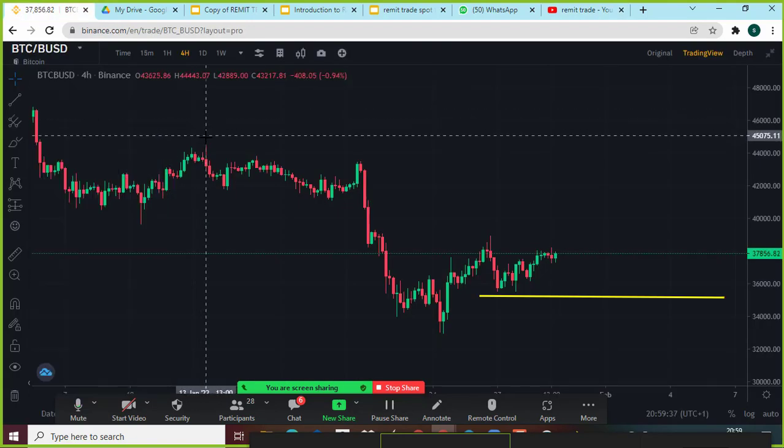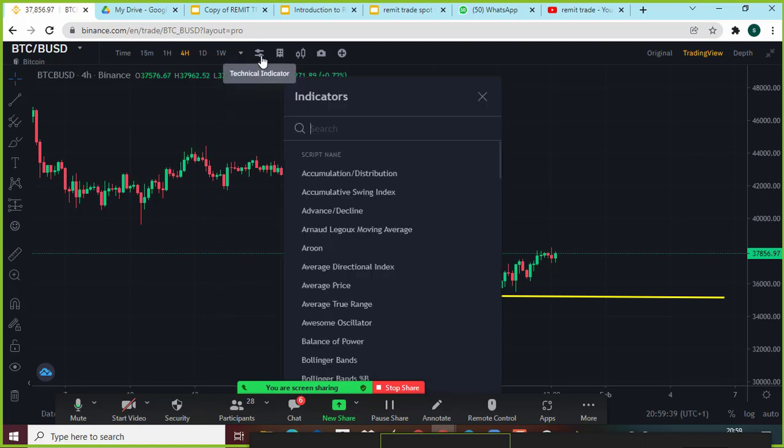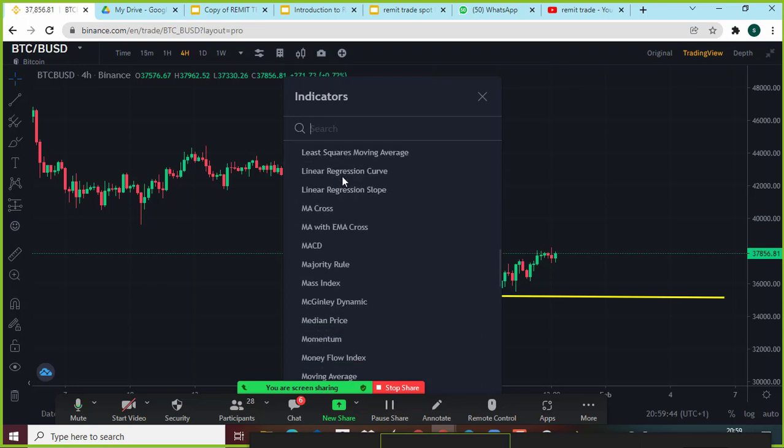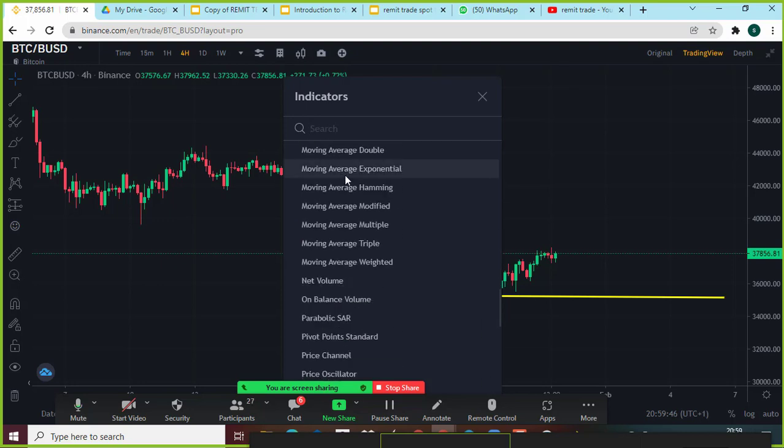Then the third thing is your technical indicators. Your technical indicators, see them here. We have numerous technical indicators. A technical indicator is an application, a software that helps you predict market direction. That's what it does.